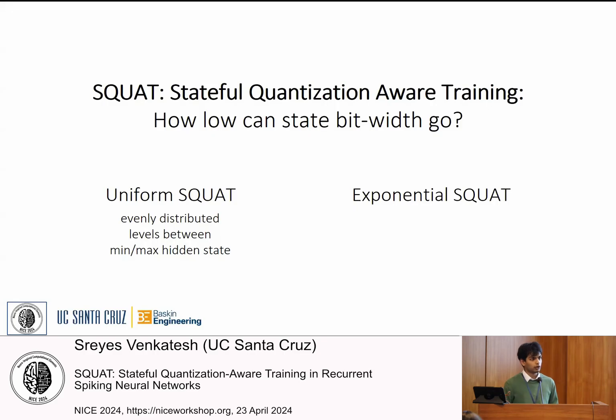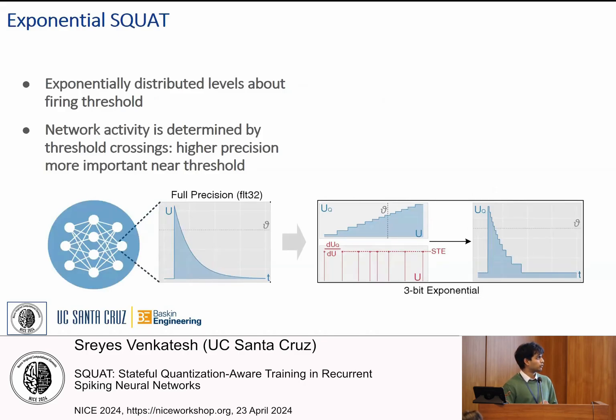So uniform quantization is great, but one piece of intuition we have is that what determines the network dynamics and activity is all the behavior that takes place around the threshold. So it stands to reason that we would allocate more resources when quantizing around that specific threshold, since it is that threshold that determines whether the neuron is spiking or not. To that point, we created exponential SQUAT, which is similar to uniform SQUAT. We set the maximum and minimum membrane potentials, but the quantization gets finer as it approaches the threshold.